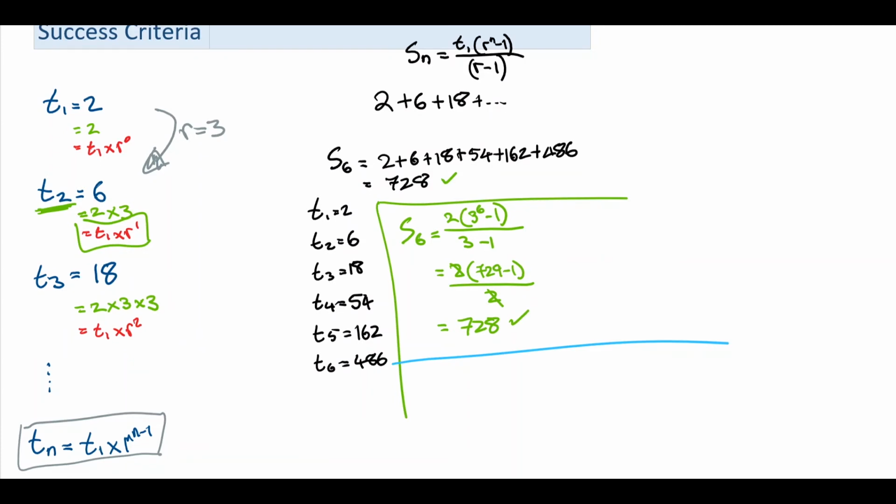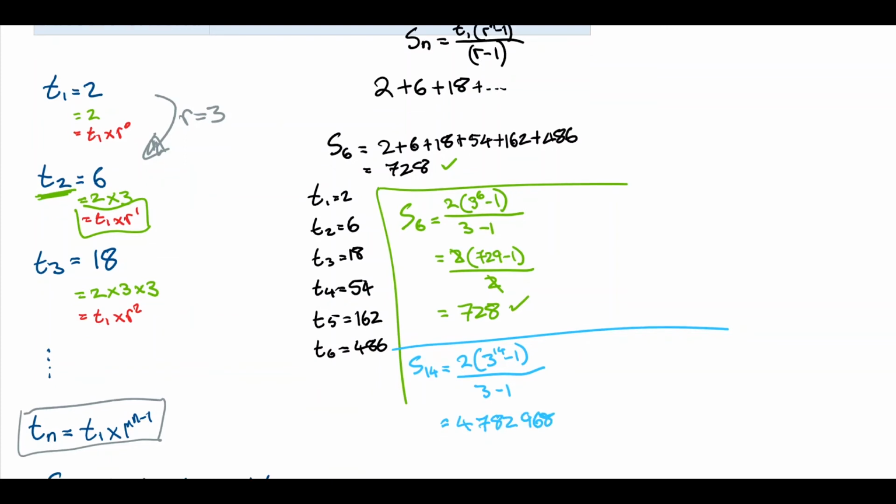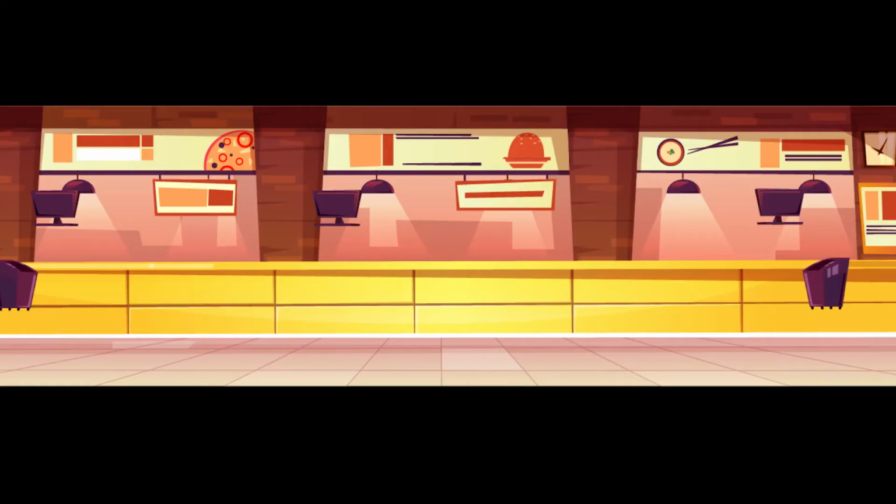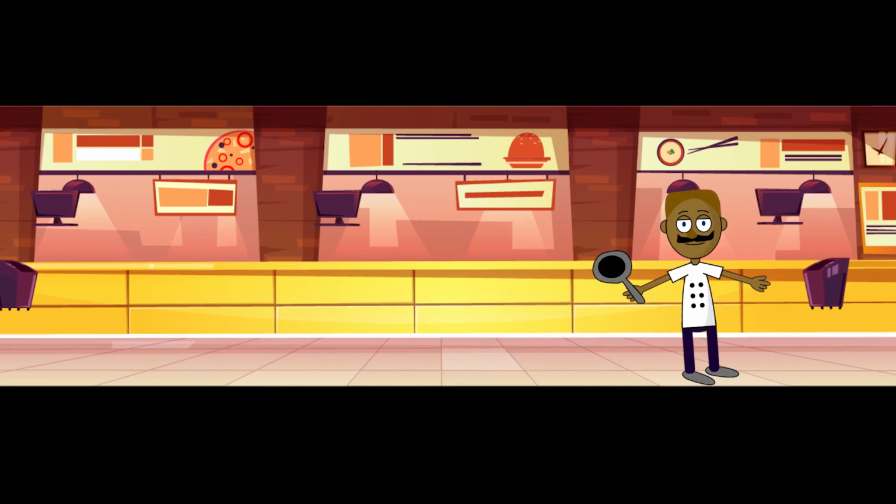What's business like for Chad after 14 days? Okay, so we don't have to list out every term, we can just plug it on in. We've got all that information, we put it in on a calculator, and we see here, after 2 weeks, Chad would have made 4,782,968 meals. And so you might ask Chad, hey mate, how's business going? And he'd tell you, not bad.